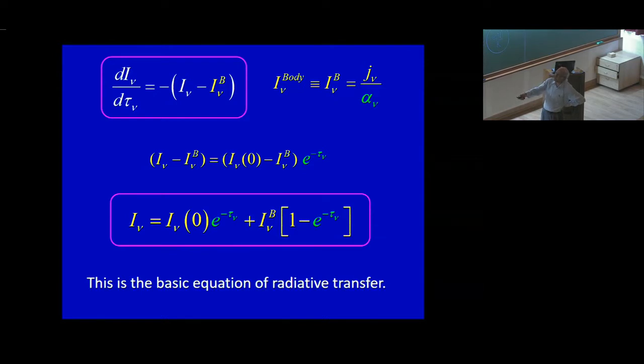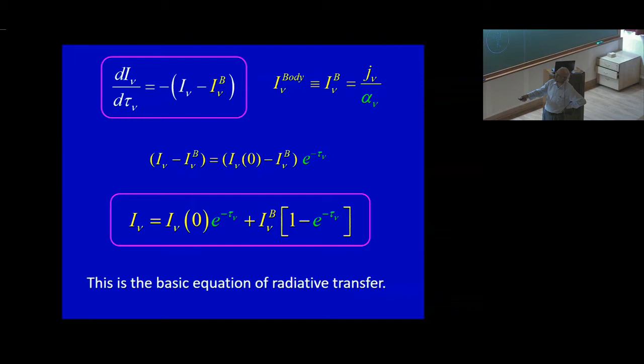Now let us integrate that equation. I bring the right-hand side to the bottom here, take d nu to that side. I will get a logarithm. If I get rid of the logarithm, I will get an exponential. And I will find I nu minus I nu B is equal to I nu 0 minus I nu B, where I nu 0 is the incident specific intensity, multiplied by e to the power minus tau nu.